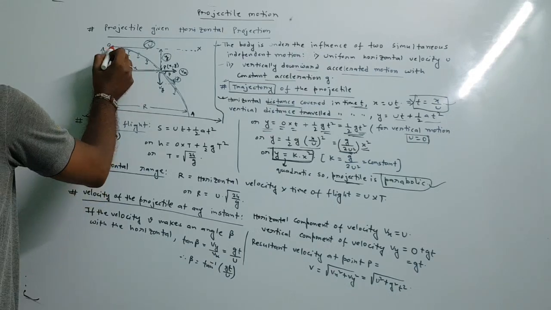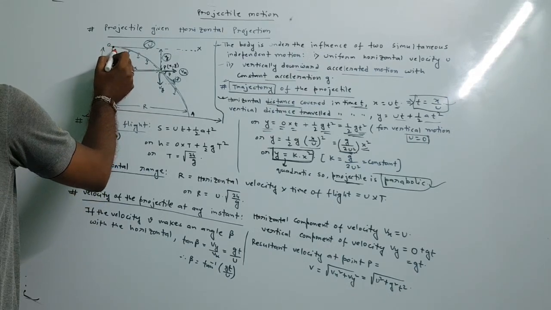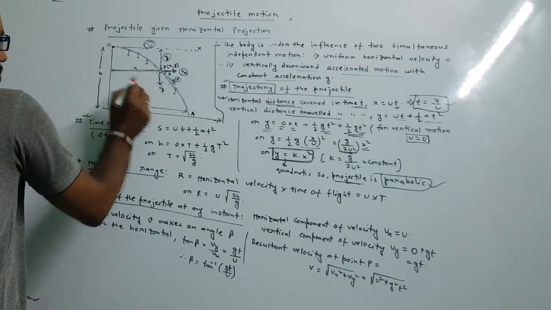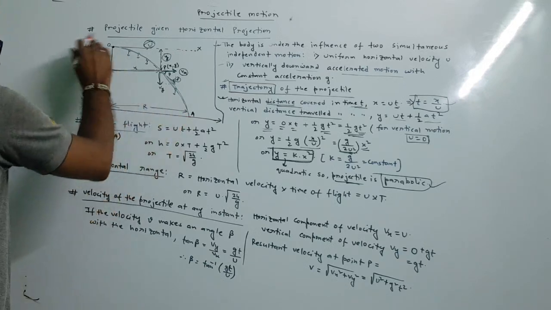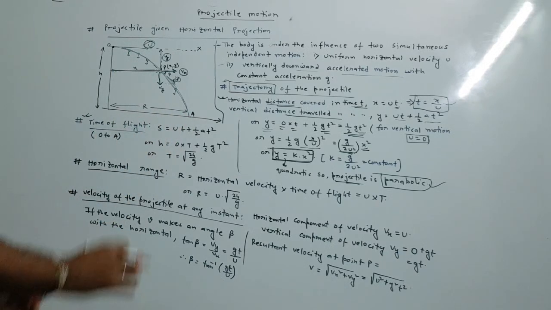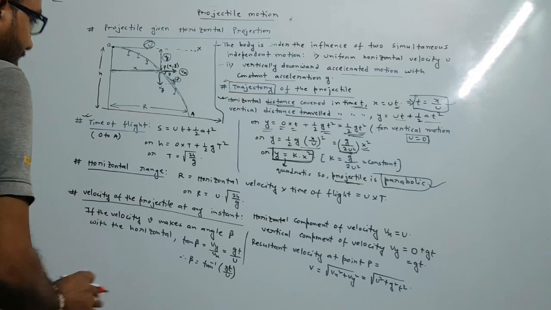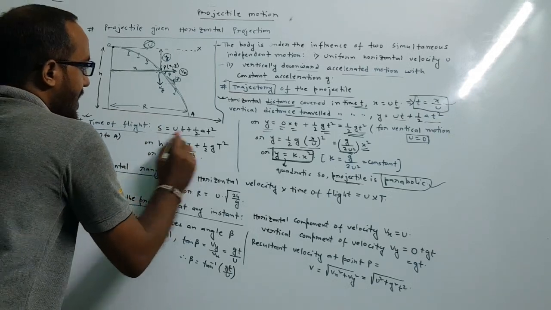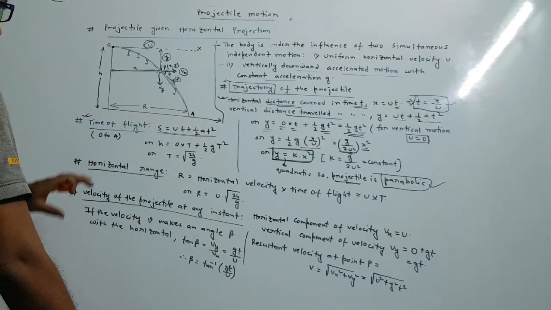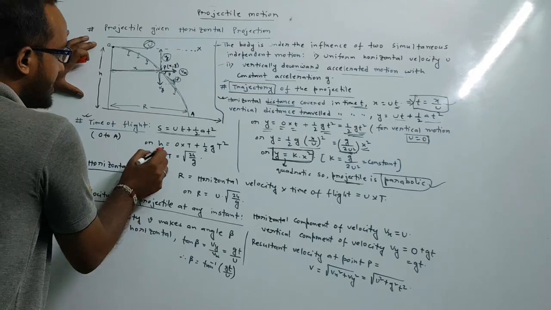Now time of flight. Time of flight means the time taken by the object to move from O to A. This total time is known as time of flight. Let us say that time of flight is capital T. Apply S equals ut plus half at square. S, what is the vertical height? That is h.